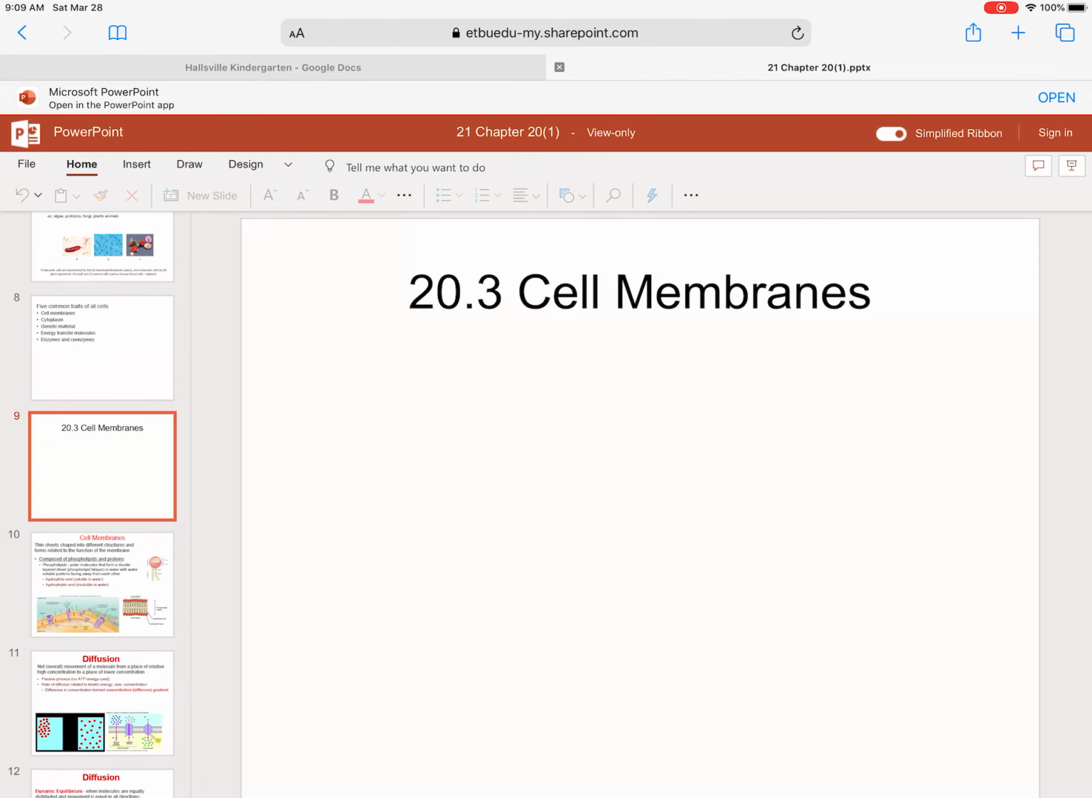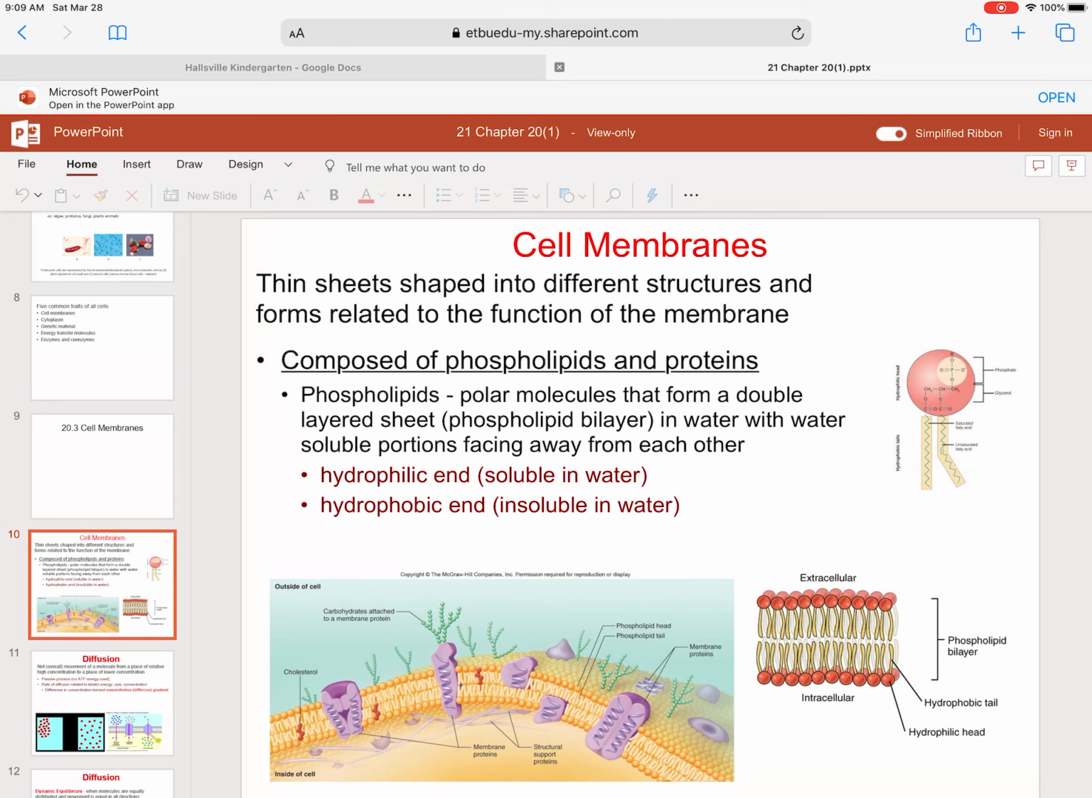All right, so cell membrane. Cell membranes are thin sheets shaped into different structures and forms related to the function of the membrane. So they're going to be a little bit unique. They're mainly made up of phospholipids and proteins. Phospholipids are polar molecules, so they like water, that form what's called a double layered sheet or a phospholipid bilayer, with water on one side and water on the other.